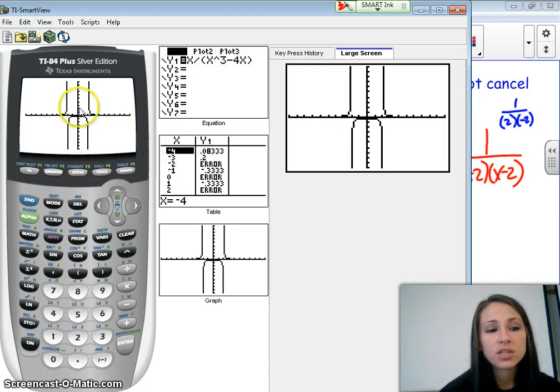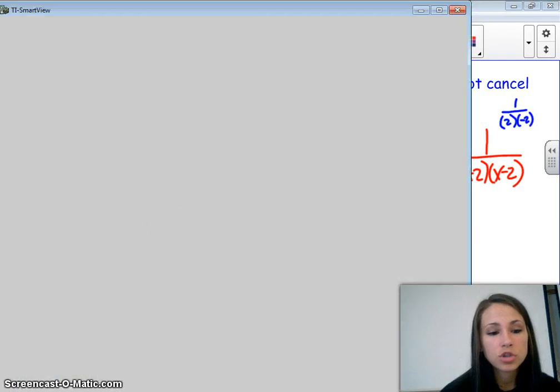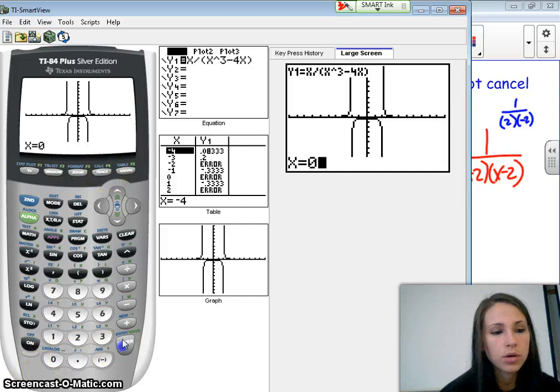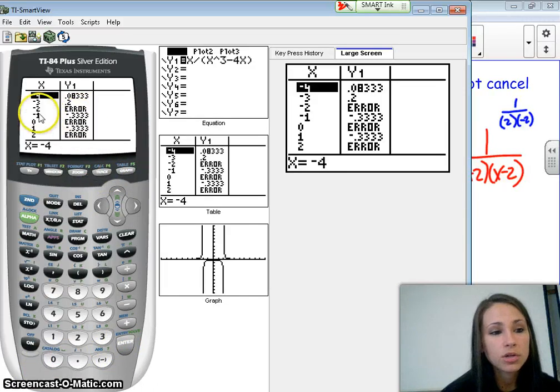Now, the way that you can check to make sure the hole is actually there is by hitting trace 0. So we can go to trace 0 and it doesn't give me a y. Or we can go to the table and I should have 3 errors. I have one at negative 2, 0, and positive 2. And so you can check all of your discontinuities that way.